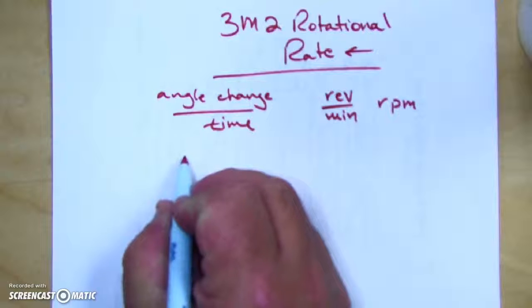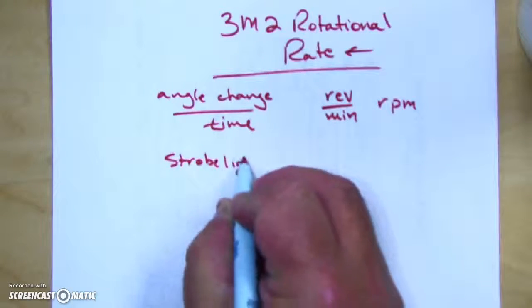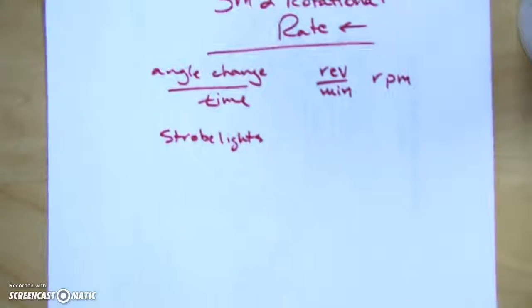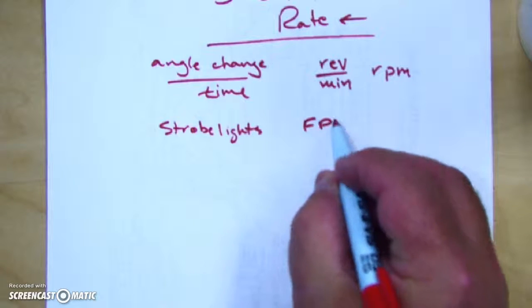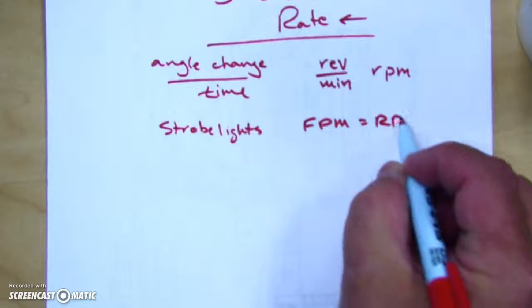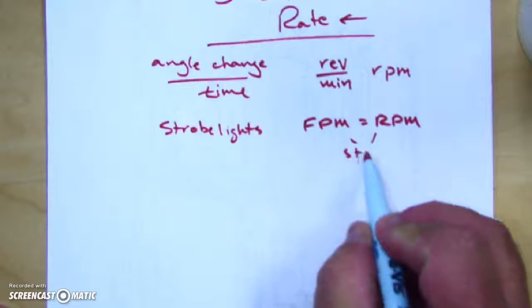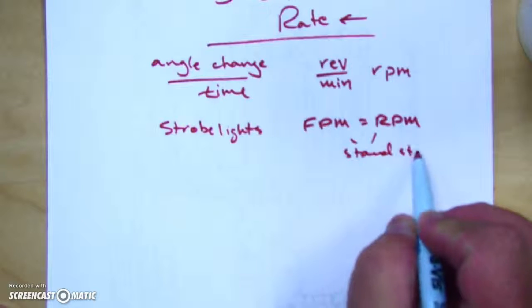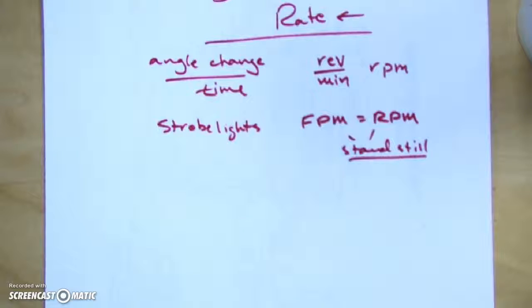One thing that you'll have to realize in this, and we're going to talk about strobe lights. Strobe lights are a wonderful way to determine how fast something is rotating. By using a strobe light, you essentially take a picture faster than your eye could take a picture. The flashes per minute is going to equal the revolutions per minute, and that's going to cause it to stand still. And when the object's then standing still, we know that we've determined how many revolutions per minute it is.